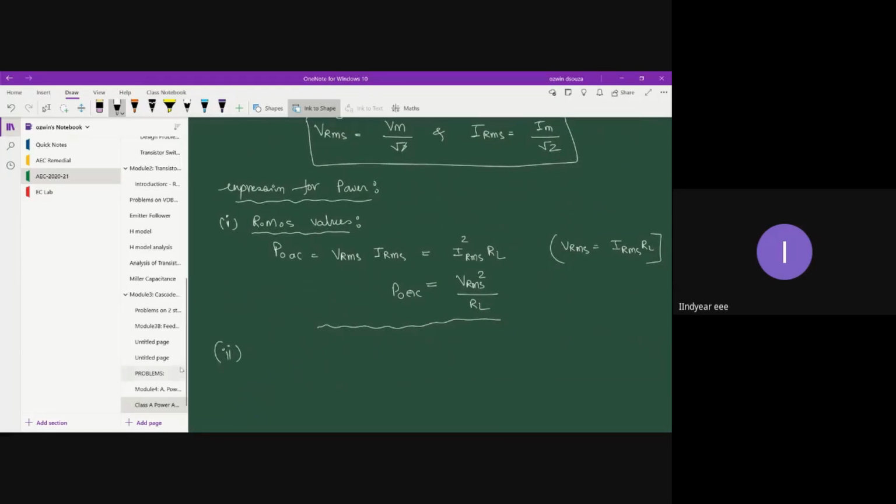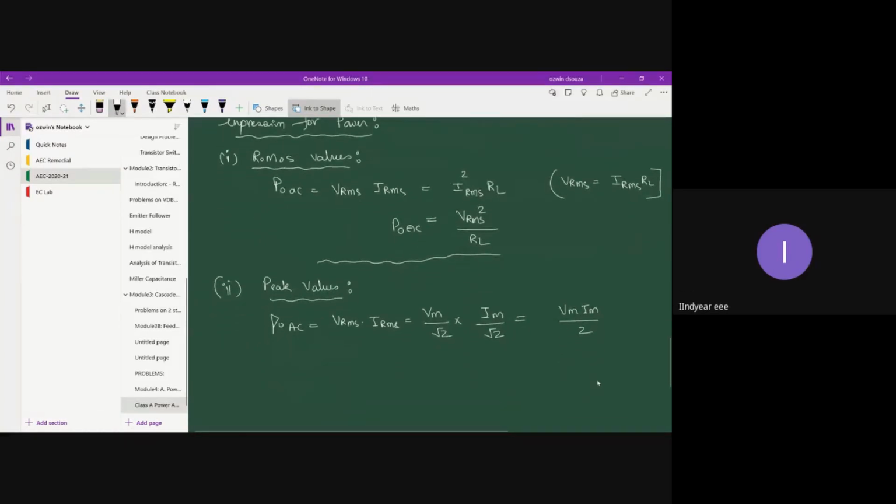Next, you can write in terms of peak values. So in terms of peak values, first you can write down the RMS value expression. P naught AC is equal to Vrms into Irms. So you can substitute the peak or maximum values in the same. Vrms is equal to Vm divided by root 2 into Irms is equal to Im divided by root 2, or it is basically Vm Im divided by 2.